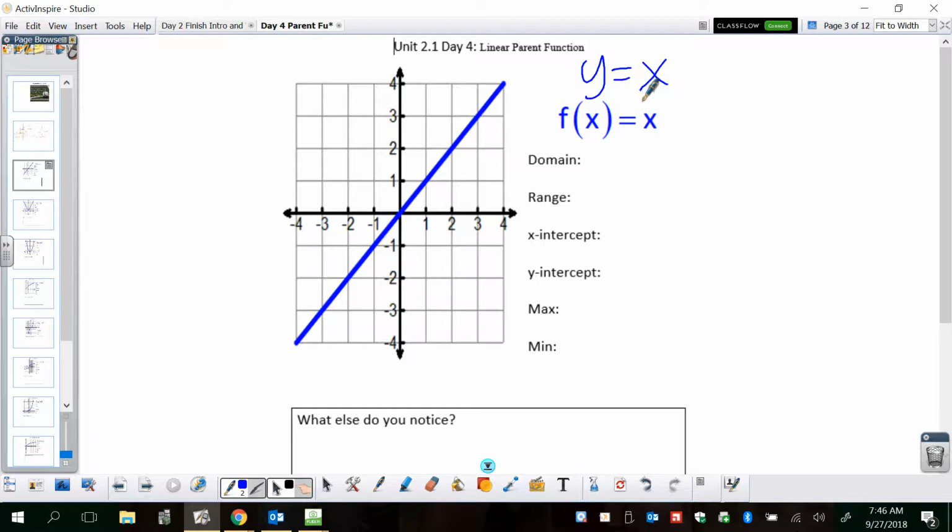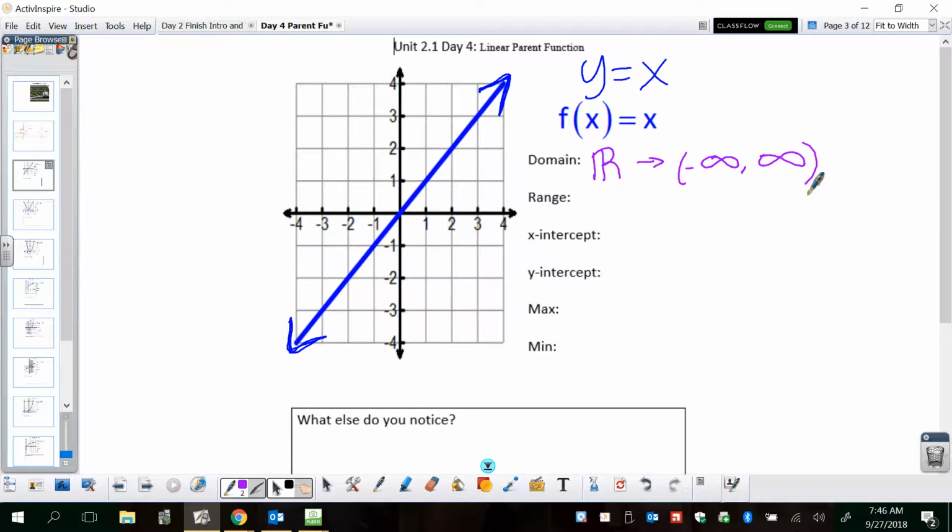What do you think our domain is? So first off, we know that this is going to keep going, and this is going to keep going. So remember, domain is our width. Is this ever going to quit getting wider? No. So what's our domain? So all real numbers. There's more than one way to write it. So we can say all real numbers, or that's the same thing as saying it goes from negative infinity to positive infinity. Okay? Both of those are correct.